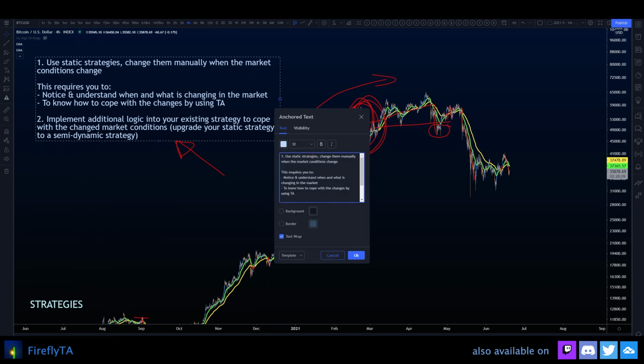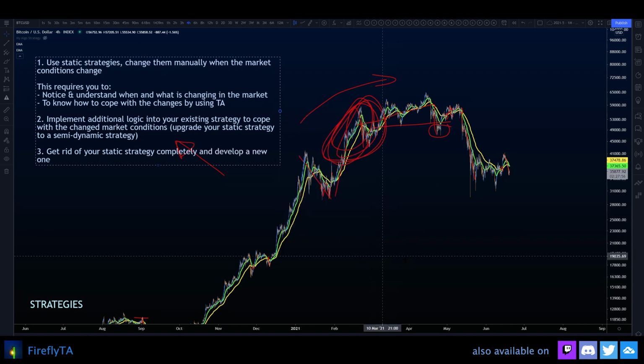You can also get rid of your static strategy completely and develop a new one. This is also a very feasible approach. I mean, you can come up with static strategies very easily. So you don't really have to keep them and change the logic or whatever you're doing with the strategy. But rather, what you can do is to get rid of it completely and then develop a completely new strategy, because it's actually very easy to come up with static strategies. You just have to do a lot of testing, what is working well, backtesting stuff, and so on.